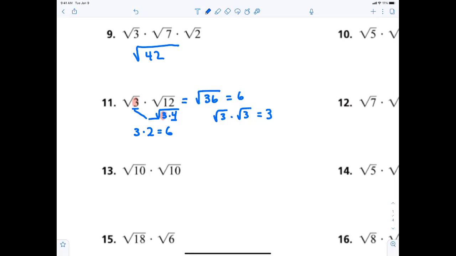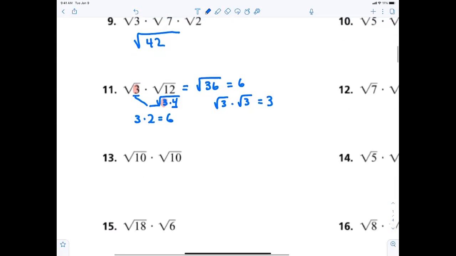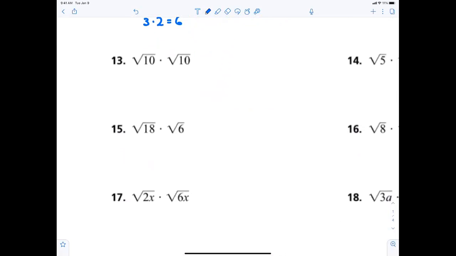Anybody have any questions with number 11? All right, come on now. Now we're on number 13. Yes, anytime you're multiplying the same radical together, it just works out to be 10. Now, let's say you forgot that. You would just simply say 10 times 10 is 100. And what's the square root of 100? 10. So anytime you multiply the same radical together, it is whatever's underneath the radical. That is the answer.